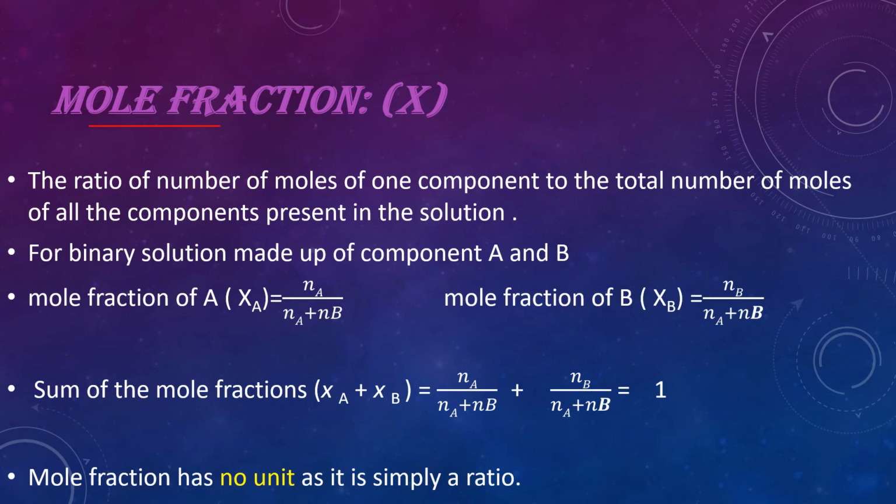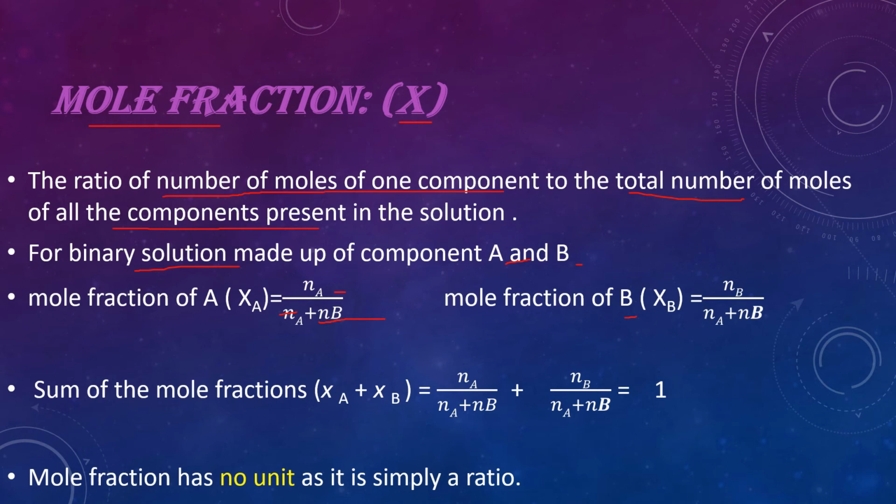Now the next term is mole fraction. It is represented by X. Now what is mole fraction? It is the ratio of number of moles of one component to the total number of moles of all the components present in the solution. Now suppose we have a binary solution, means only two components are present, that is A and B. Now mole fraction of A, that is XA, is equal to number of moles of A divided by sum of the moles of A and B. Similarly, mole fraction of B is equal to NB upon NA plus NB.